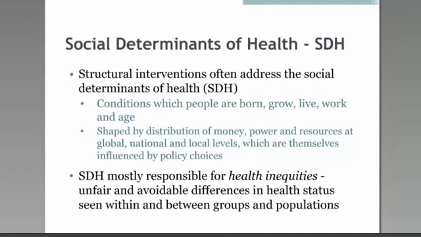Dr. Kamara Jones, who is now the president of the American Public Health Association, has described social determinants of health as responsible for health inequities. And we can think of health inequities, according to her, as unfair and avoidable differences in health status seen within and between groups and populations. So that's what we're doing often when we are implementing structural interventions.